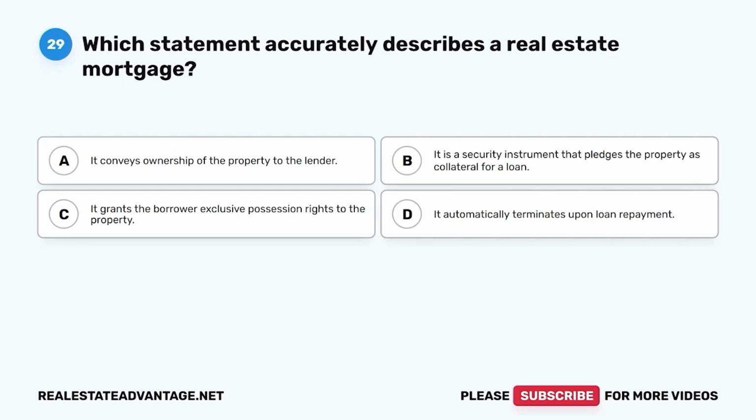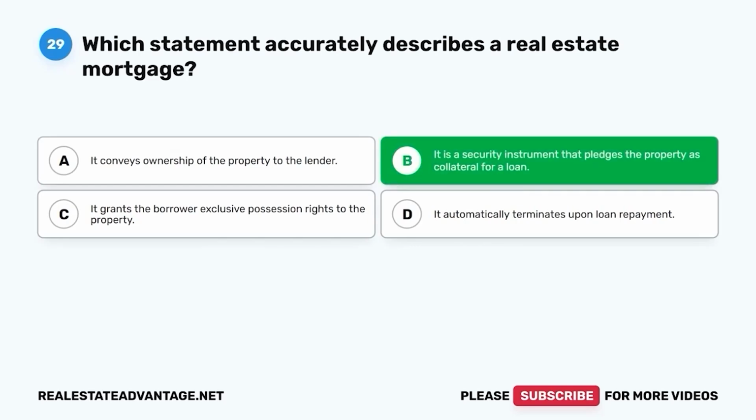Question 29. Which statement accurately describes a real estate mortgage? A, it conveys ownership of the property to the lender. B, it is a security instrument that pledges the property as collateral for a loan. C, it grants the borrower exclusive possession rights to the property. D, it automatically terminates upon loan repayment. The correct answer is B, it is a security instrument that pledges the property as collateral for a loan.